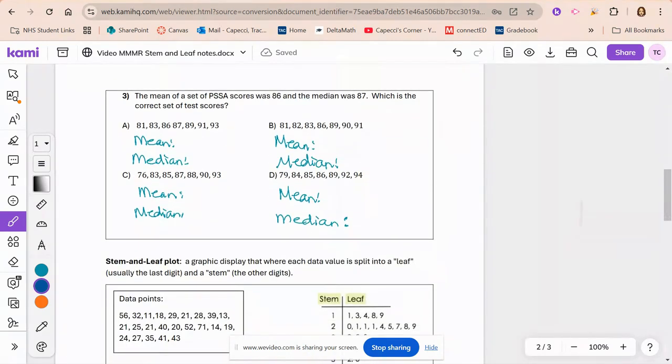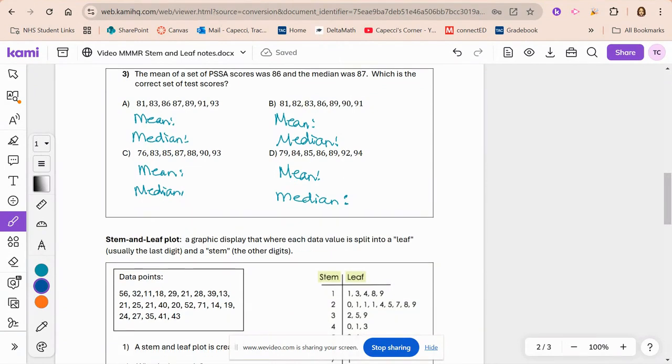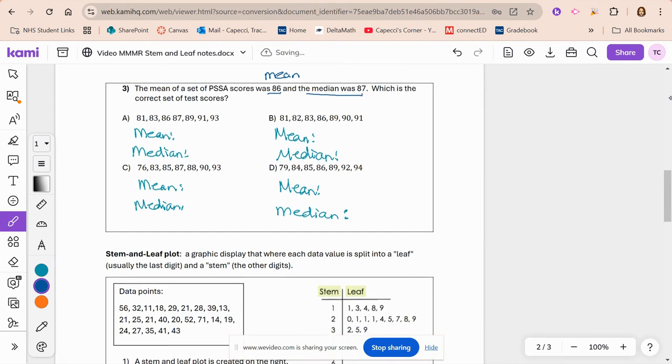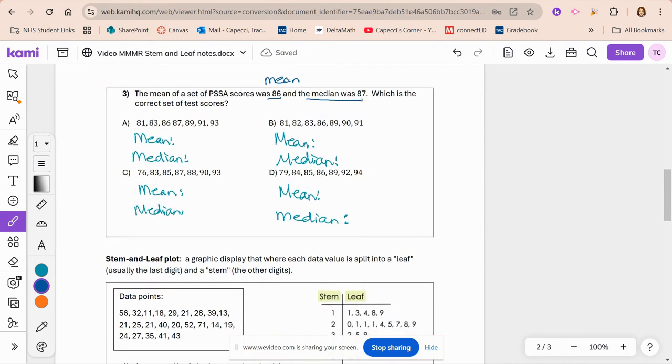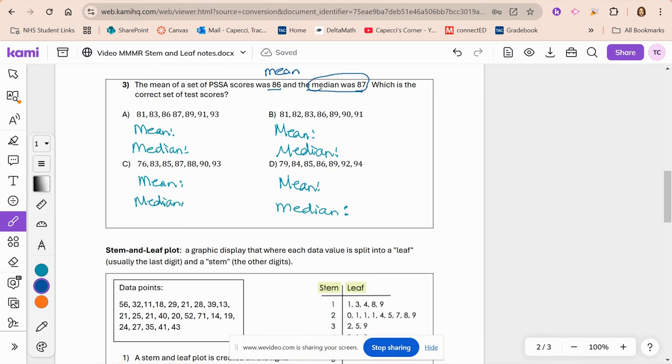Now let's look at some more advanced Keystone type questions or some word problems, however you want to look at it. So in this question, it says the mean of a set of PSSA scores was 86. So that's the mean. And the median was 87, which is the correct test scores. So in this case, we would have to find the mean and the median for all 4 data sets and decide which one's right. Now, the median is always going to be the easier one, right? Because I just have to look kind of at the middle. So let's see if we can eliminate any.